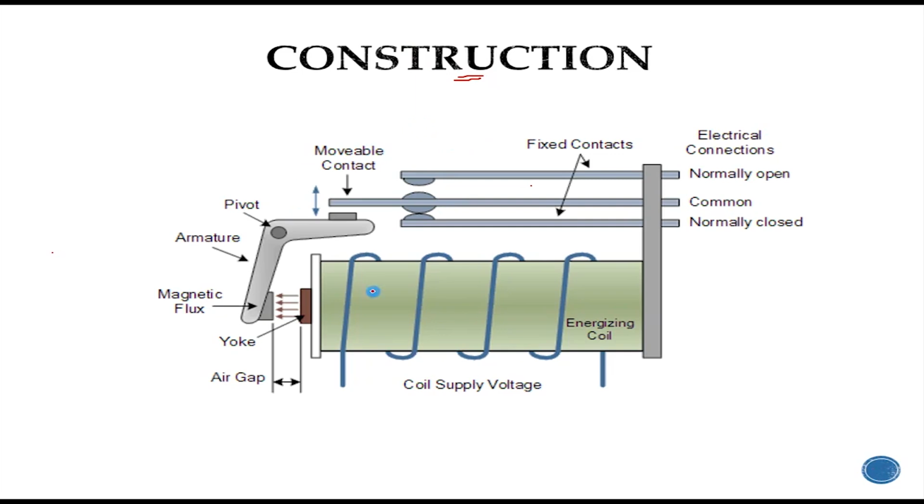On the mechanical side, you'll get two contacts, a mobile contact and a fixed contact, and one coil and an armature. On the electrical side, you'll get three terminals: normally open, common and normally closed. When the signal is not energized to the relay, then you'll get an output voltage at normally closed contact and common. And when the signal is energized, then you'll get an output voltage at normally open and common.